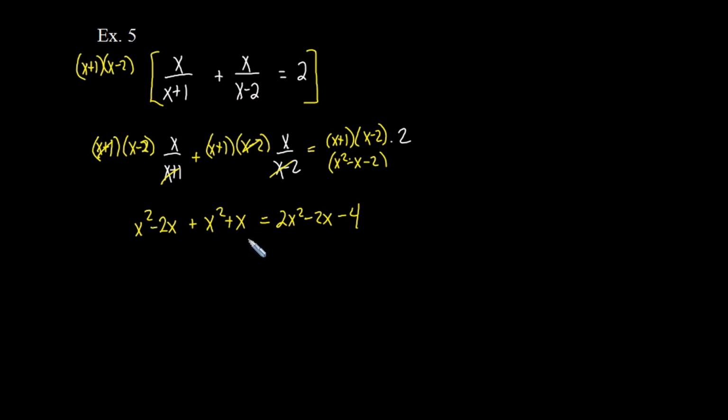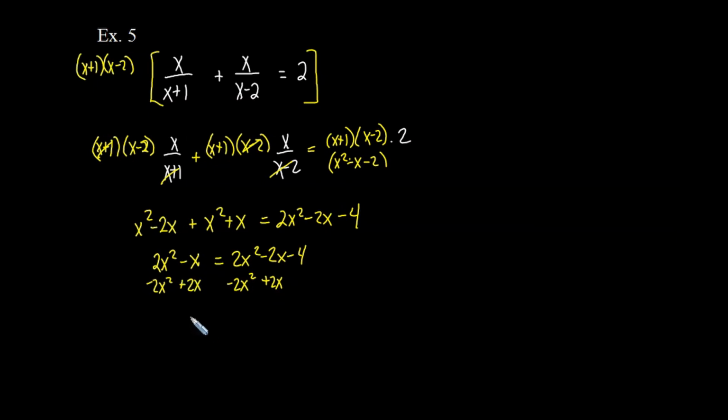And then we're going to simplify and solve the remaining equation. So we can condense everything on the left-hand side first, which I think would make it easier to simplify. So just x squared plus x squared is 2x squared. Negative 2x plus x is negative x. And then the right-hand side stays the same. Now I will subtract 2x squared on both sides. Then we're going to add 2x.